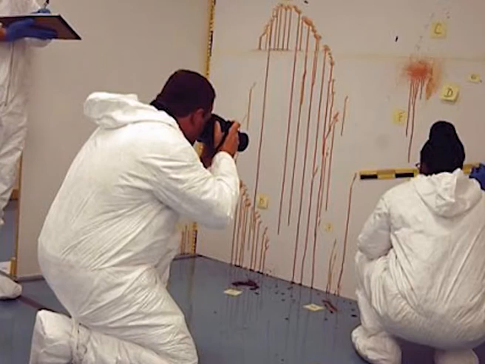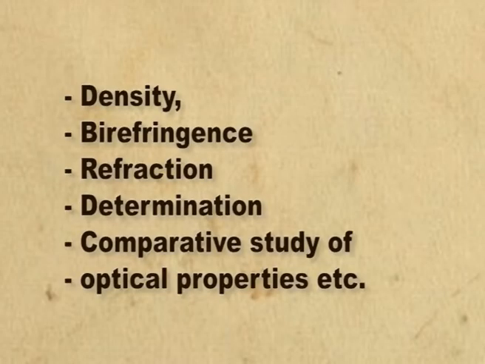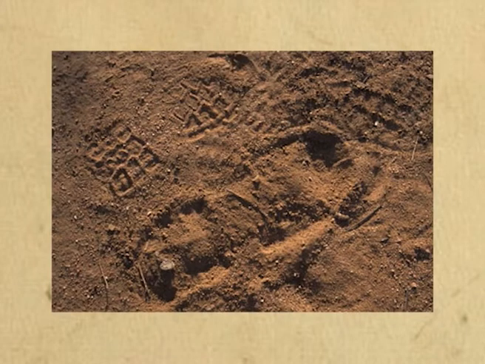Forensic physics. Forensic physics involves the application of physics to answer the questions raised by the court of law. It mainly involves the study of physical characteristics of physical evidences like density, birefringence, refraction, determination and comparative study of optical properties, etc. Moreover, it includes the physical matching of glass, paints, patterns of cloth, fragments of wood and cord. It also examines the physical matching of tool marks, footprints, footwear prints, textile matching, etc.